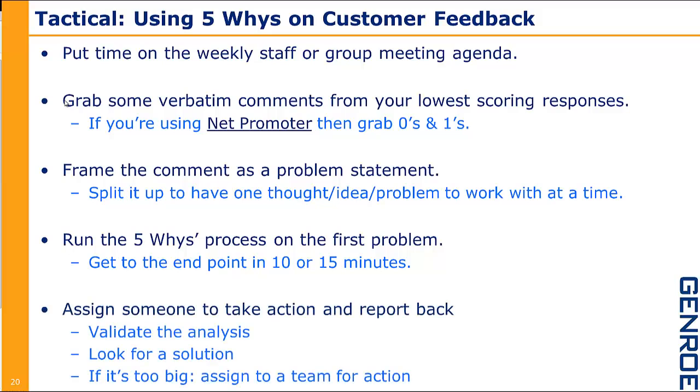Then, and this is probably the most important part, assign somebody in the group to take action and report back. So somebody should take away that process, have a look at it, validate it, look for a solution. If it's a big problem, maybe assign it to a team, but assign it to somebody to come back and report back at the next weekly meeting. So then you've really got the continuous improvement process starting out. So that last part is the most important piece, to be honest, is to get out and take action.